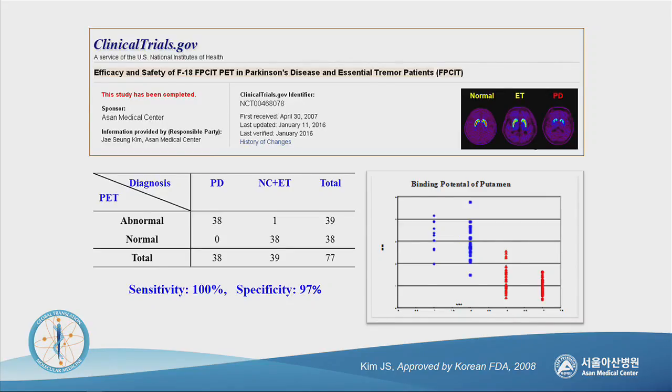In 2007, we conducted a phase 3 clinical trial for the assessment of efficacy and safety of FPCIT PET. The sensitivity and specificity of FPCIT PET were 100% and 97% respectively. So the Korean FDA approved FPCIT for clinical use in 2008, and FPCIT PET was partially reimbursed in 2015.